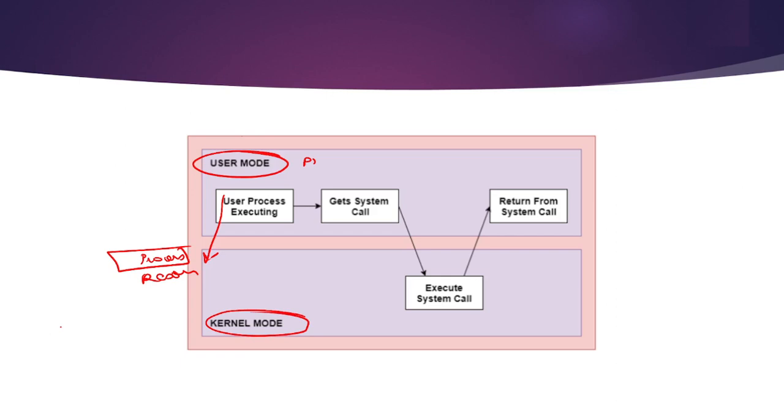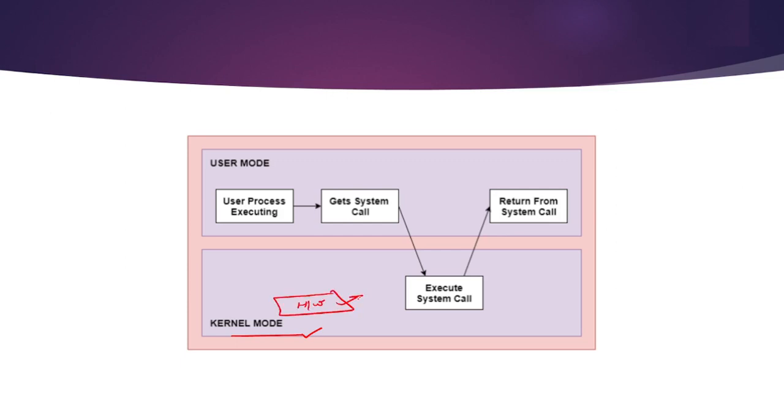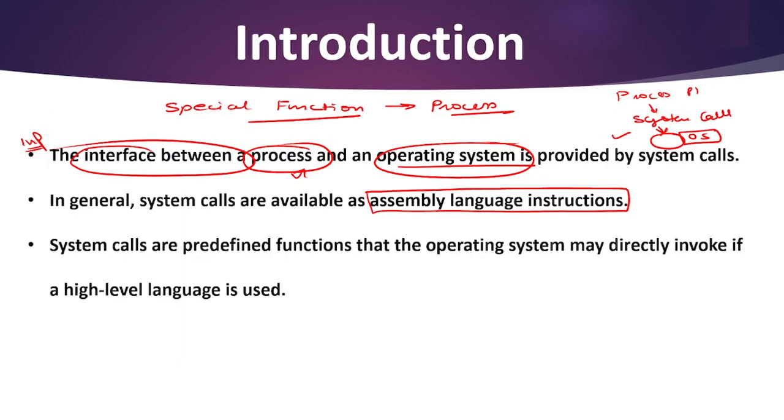Okay, so here we have kernel mode. So what is the meaning of kernel here? Kernel is nothing but the core component of operating system that has complete control of the hardware. So all the hardware components are completely controlled by the operating system kernel.